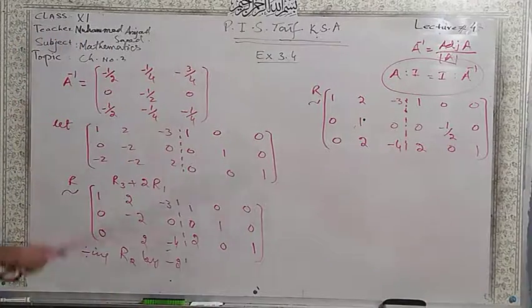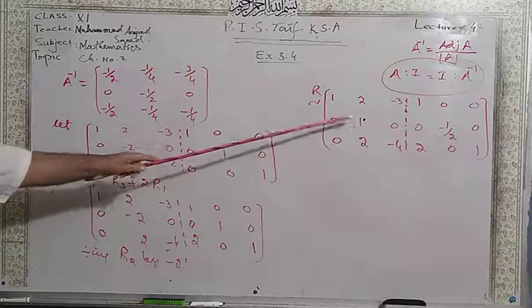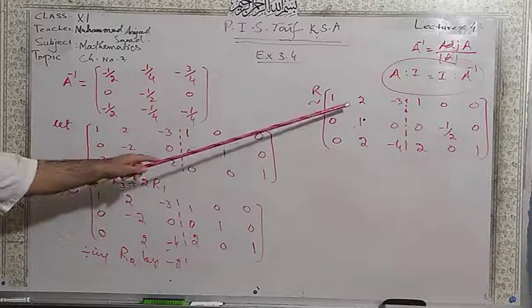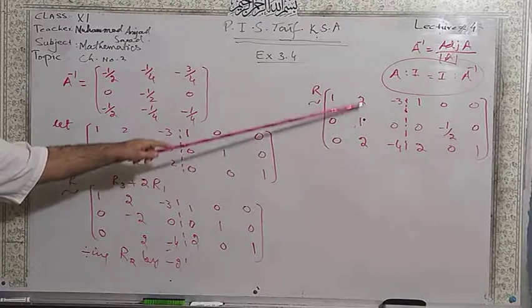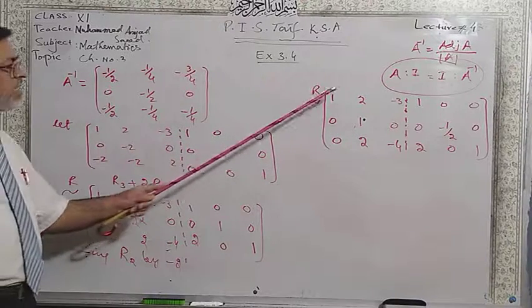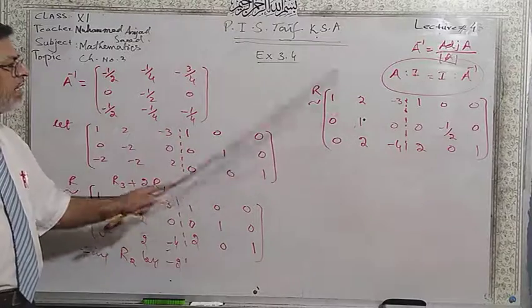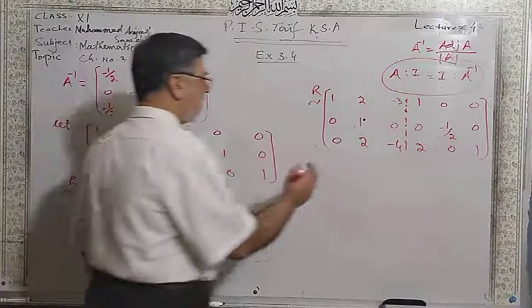Dear students, you can check. Here was 1 0 0, this is 1 0 0. We have made 1 here. Now above and below of 1 must be 0. You have to make 0 here and 0 here. And R1 and R3, what will you do?